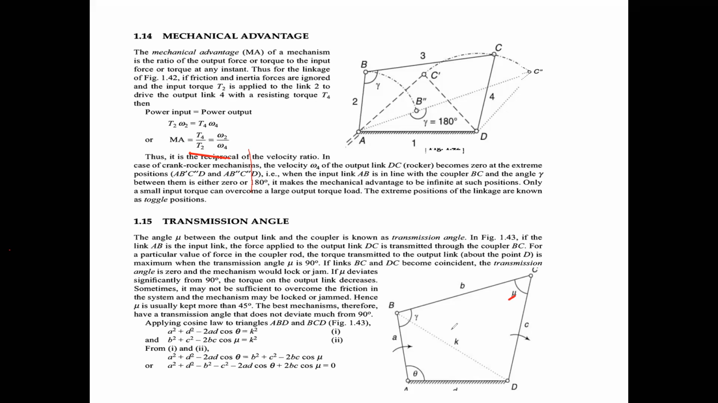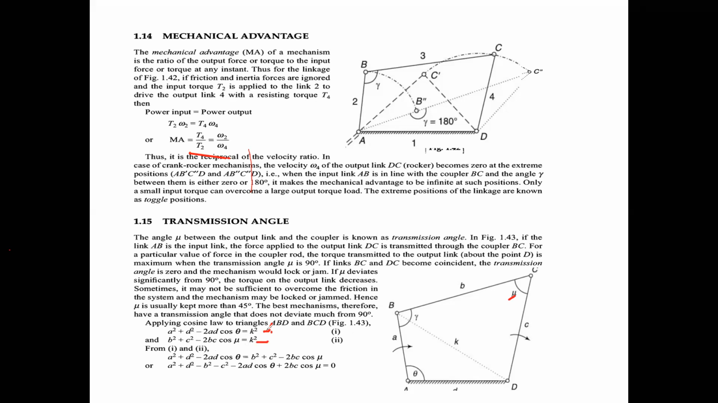From triangle ABD, we can write a square plus d square minus 2ad cos theta equals k square, from the cosine law. Similarly, for triangle BCD, we write b square plus c square. Why? Because these link lengths are already given, the small a, small b, small c, small d. So b square plus c square minus 2bc cos mu equals k square.